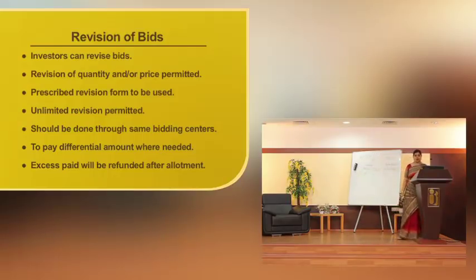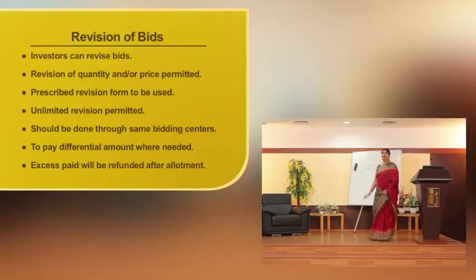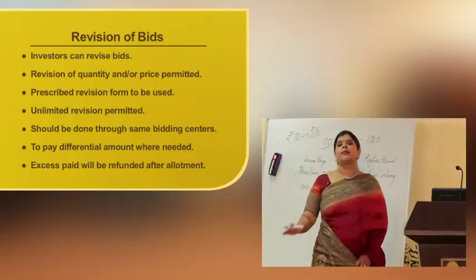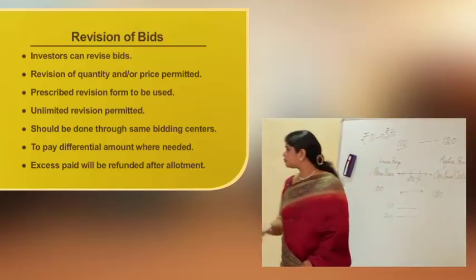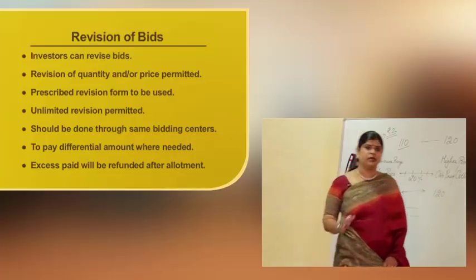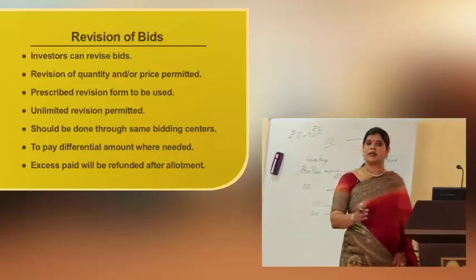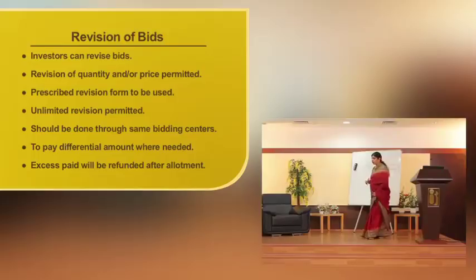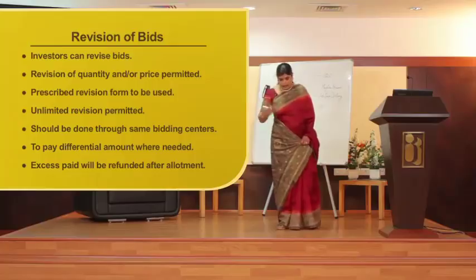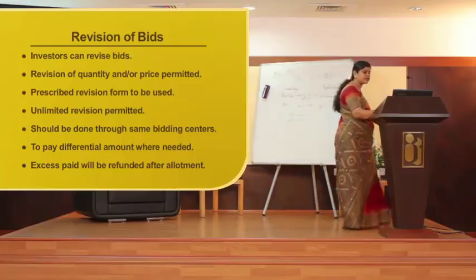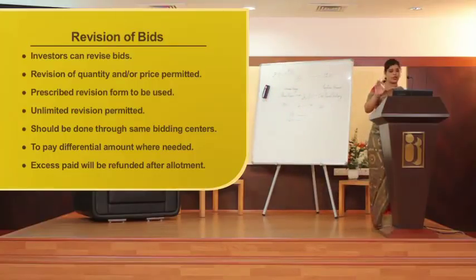The prescribed revision form has to be used by them. Unlimited revision is permitted. I can, n number of times during the bidding period, keep revising my bids. It should be done through the same bidding center. So, where I applied for the first time, in the same bidding center I have to go to revise my bid also, and pay the differential amount wherever it is needed. If I am increasing the bidding amount, I need to pay it, and if I am reducing my bidding amount, then whatever is excess will be repaid to you only after the allotment. It will not be done at the same time.